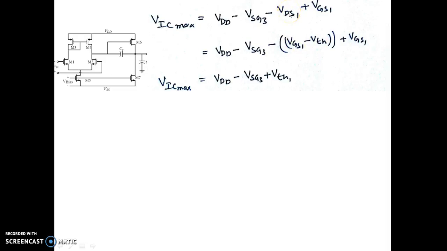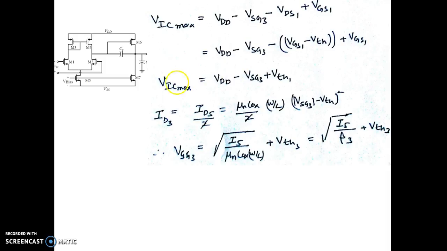When the MOSFET M1 is in saturation, it is VGS1 minus VTH. Upon simplifying, this VGS1 and this VGS will go up. So we end up with VDD minus VSG3 plus VTH1 as the VICM max, that is the input common mode range, which is the maximum voltage.